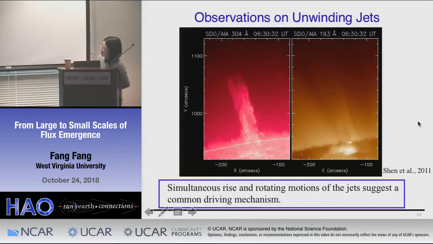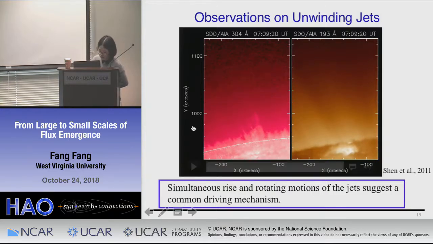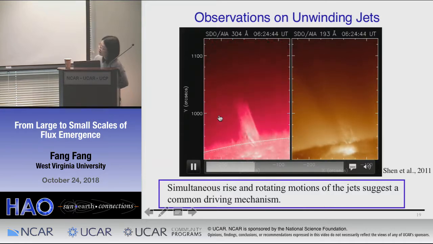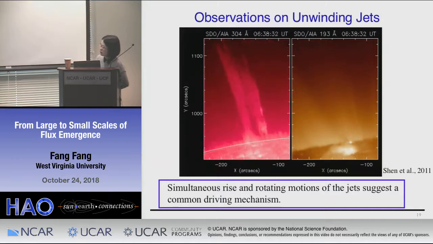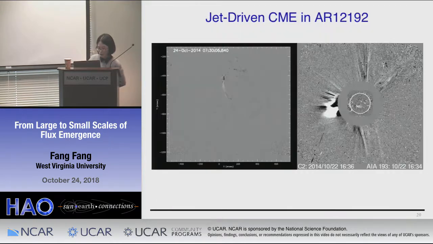We mostly focus here on the left side. So you see the coronal jet rising and being twisted, rotating. But when it falls back, there is actually no twisting motion. It's a straight fall back to the surface. And also, the emission is mostly in the columnar, in the cylindrical surface of this jet. So this simultaneous rise and rotating motion of jets suggests a common driving mechanism between the rise and rotating motion.